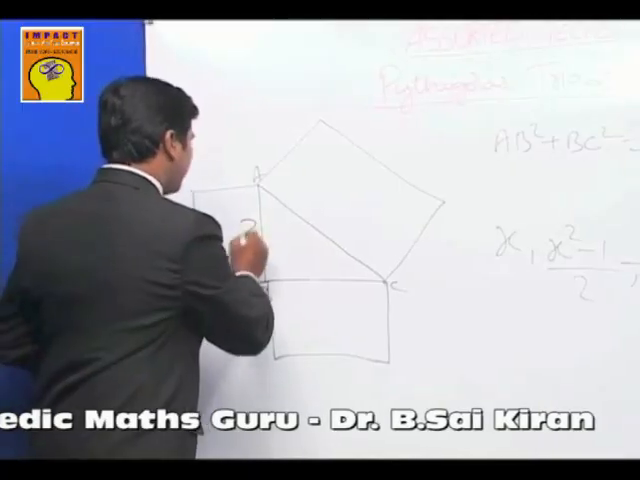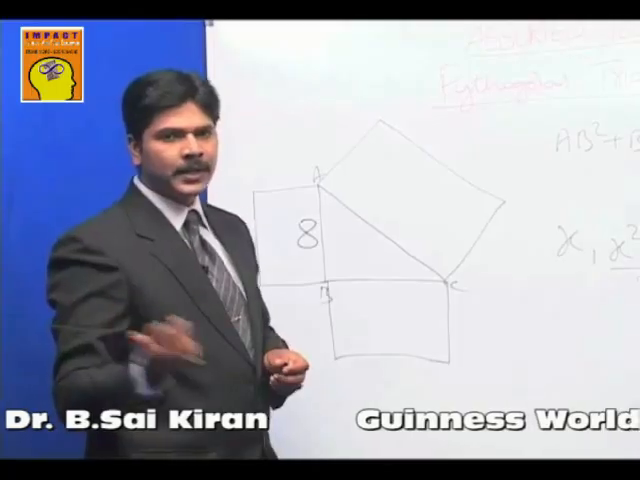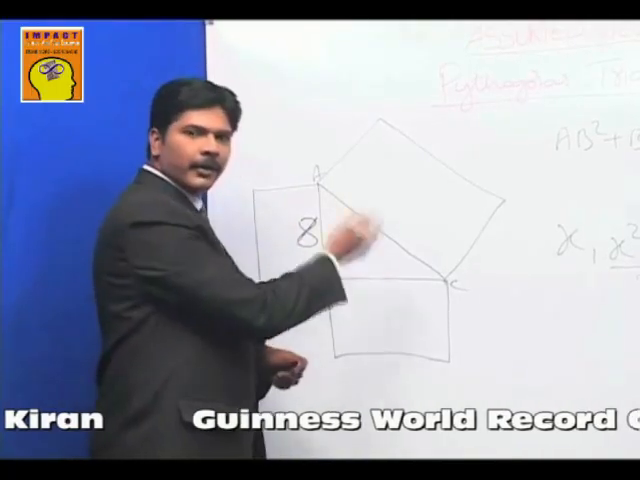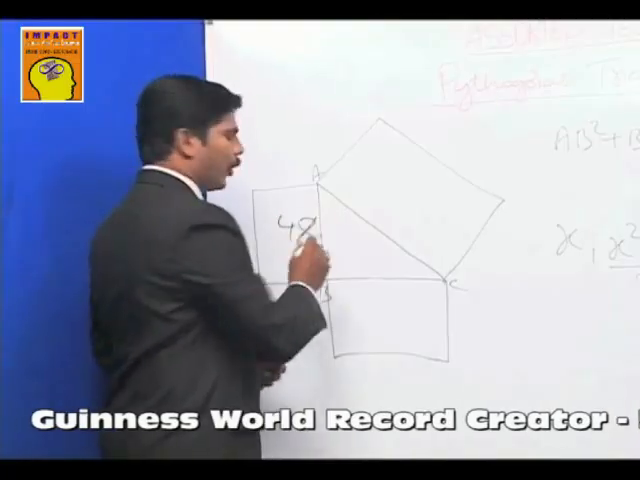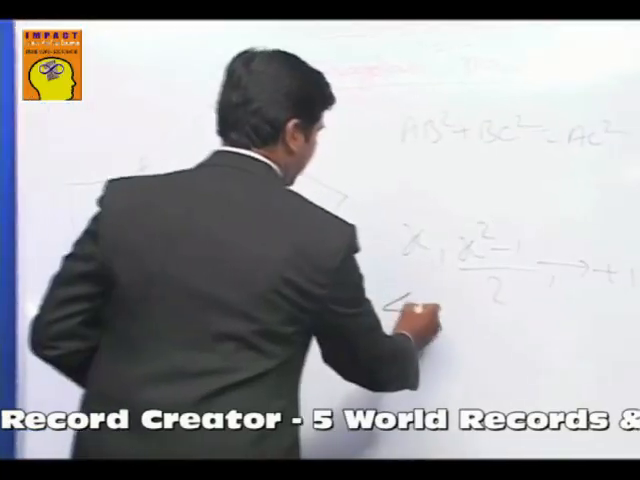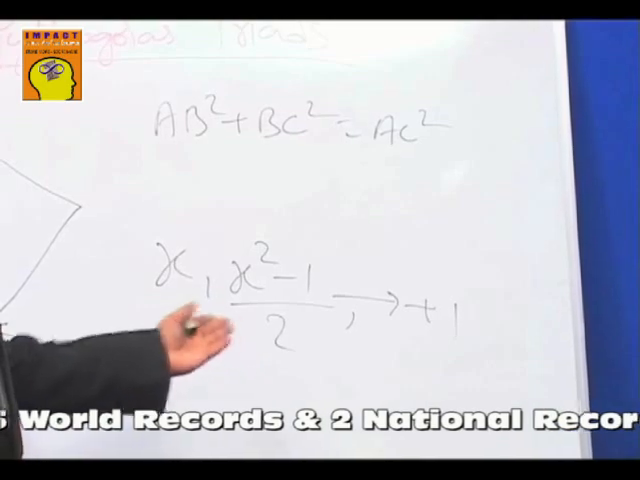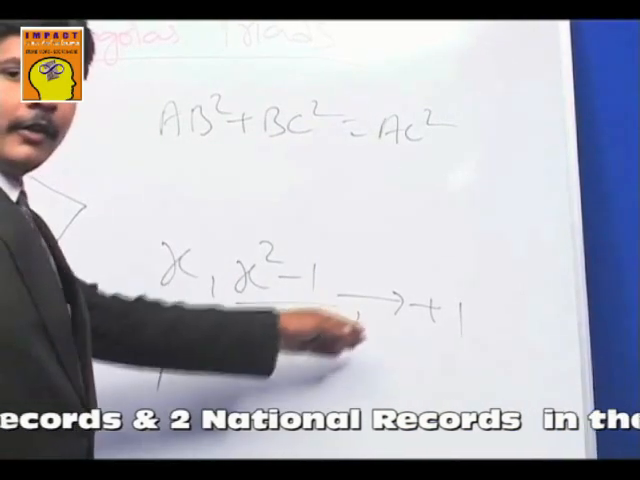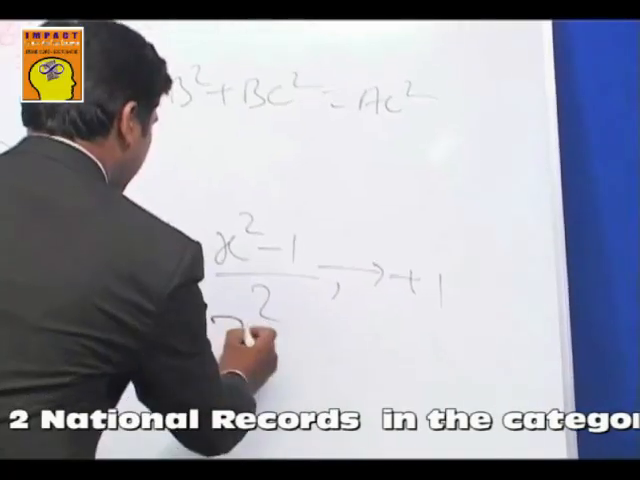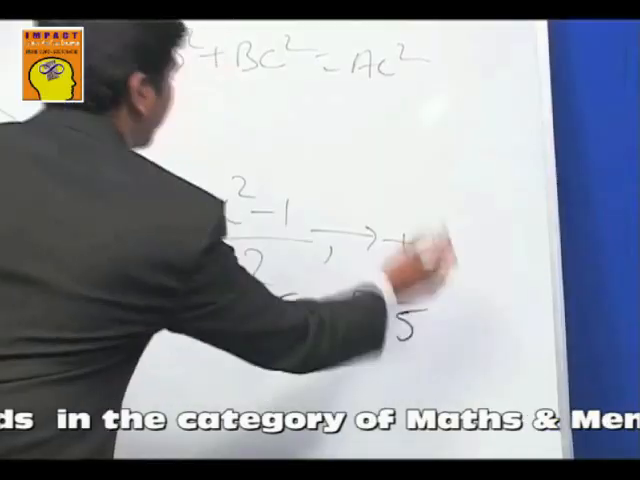One side is given 8. Now how do you find the remaining two sides? So what I said, the rule is first make it half. 8 half is 4. Okay. Now substitute this in the equation. Take x as 4. 4 square 16 minus 1 is 15. 15 by 2 you get 7.5 and plus 1 you get 8.5.